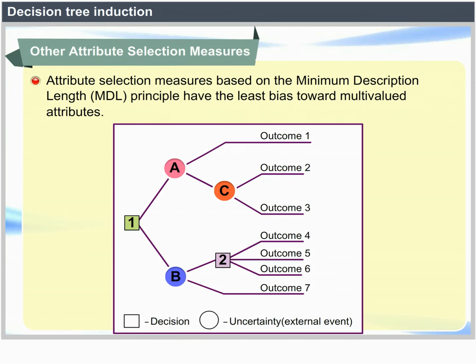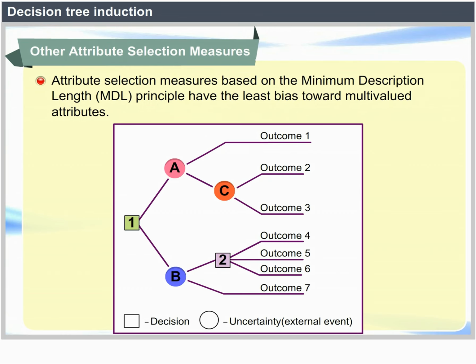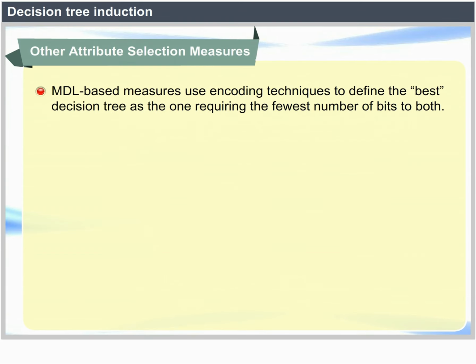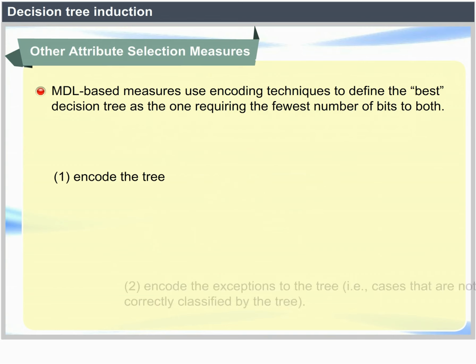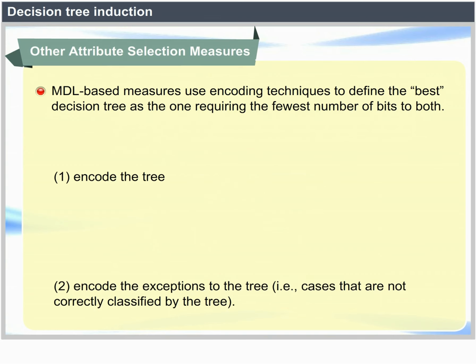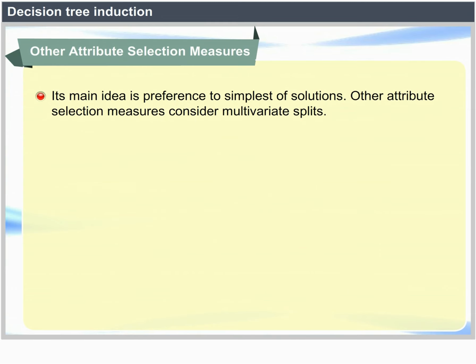Attribute selection measures based on the minimum description length, MDL, principle have the least bias toward multi-valued attributes. MDL-based measures use encoding techniques to define the best decision tree as the one that requires the fewest number of bits to both encode the tree and encode the exceptions to the tree, that is, cases that are not correctly classified by the tree. Its main idea is that the simplest of solutions is preferred.